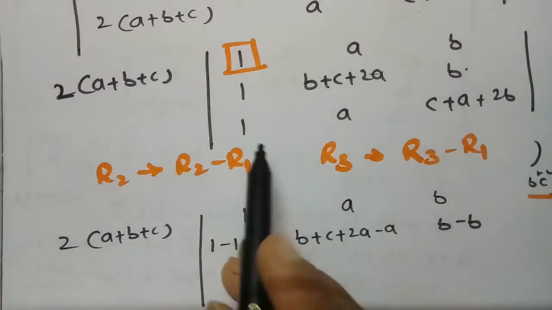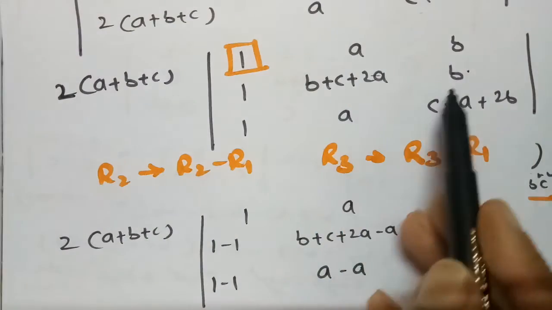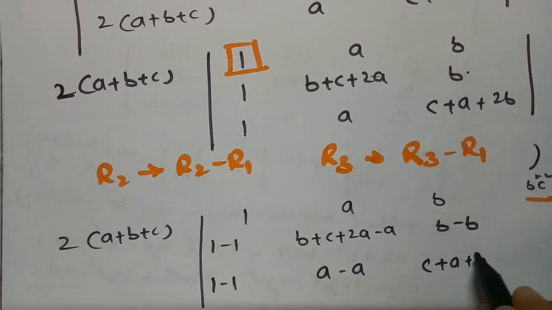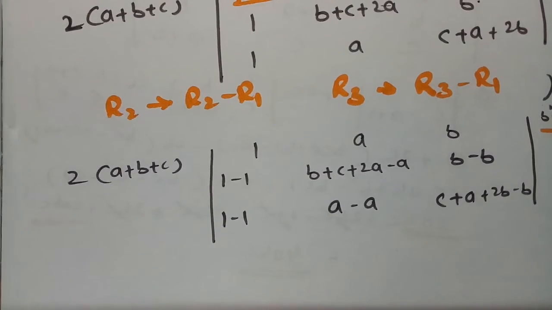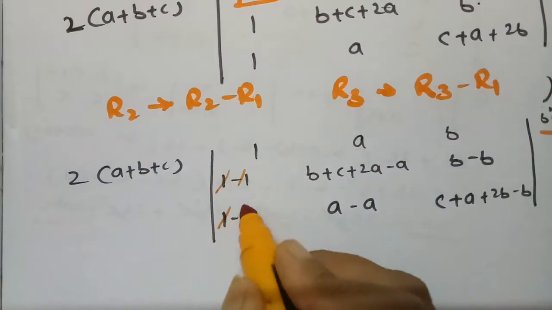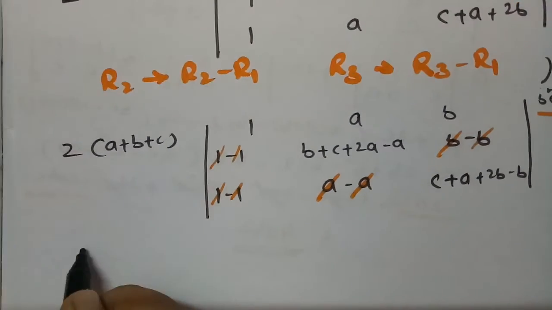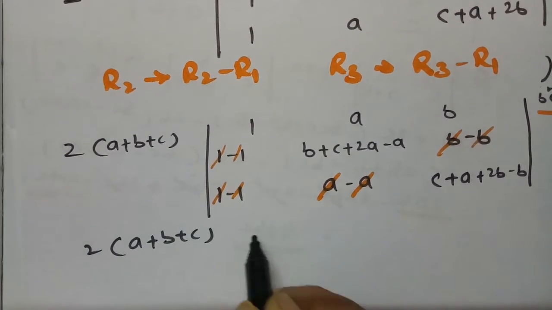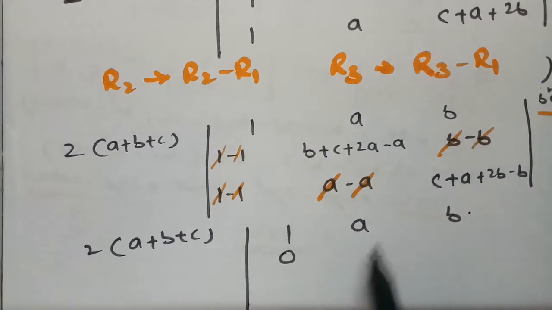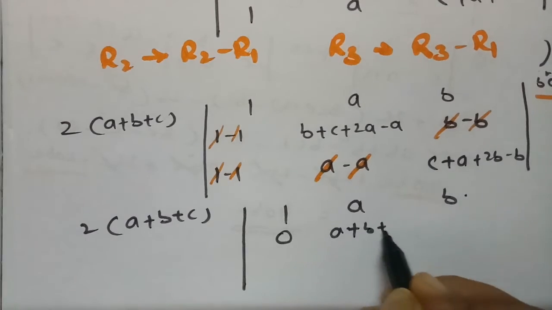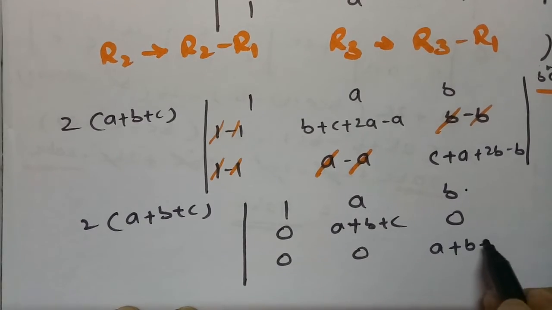So this is B minus B. So this will be 1 minus 1 and this is A minus A. So A minus A, and this will be C plus A plus 2B and this is minus B. So minus B. So 1 minus 1, this is 0. So this is also 1 minus 1, 0, and A minus A 0, B minus B 0. And what remains here? So this is 2 times of A plus B plus C, and this is 1, A, B, and this is 0. So 2A minus A, so this will be A plus B plus C, and this is 0, and this is 0, 0, and this is also A plus B plus C.